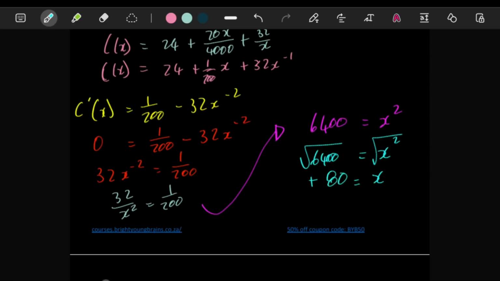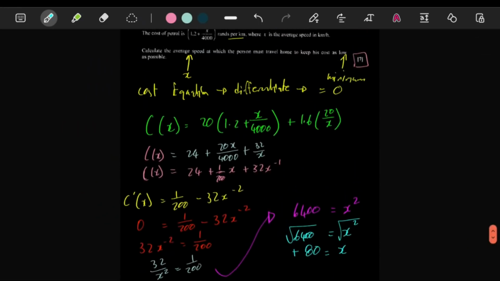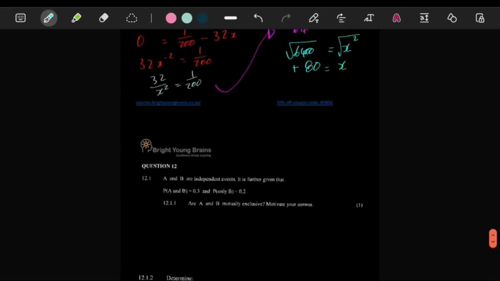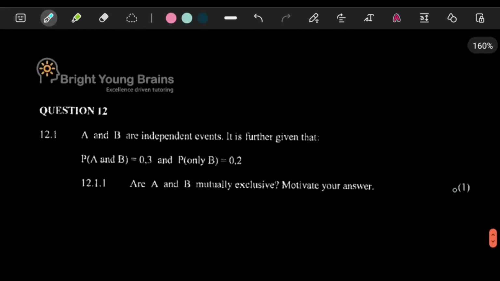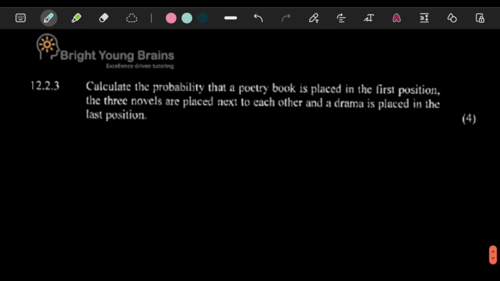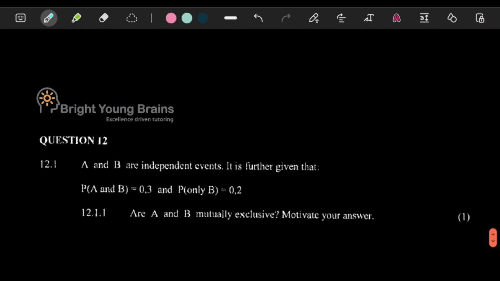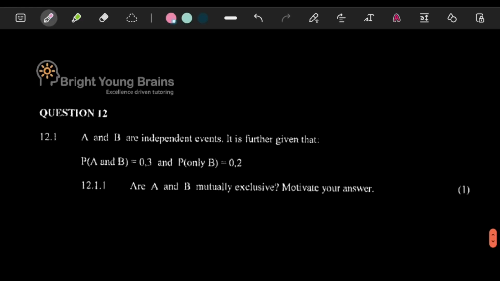I like it. This one was quite a crazy question, but it was okay. It is what it is. Moving on to question number 12 for 1 mark. Question number 12 already. Is it the last thing? Oh my goodness, I didn't even notice. Wow, man.